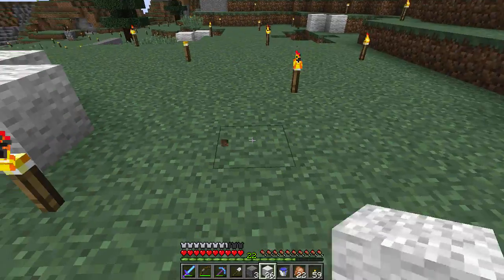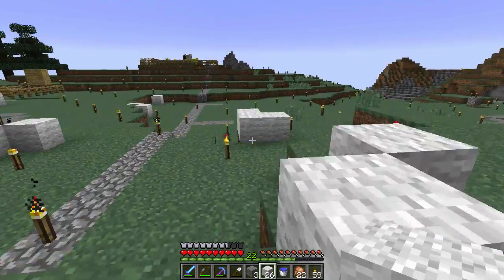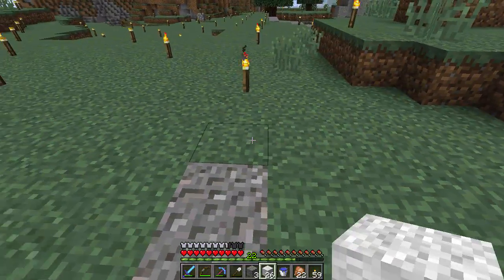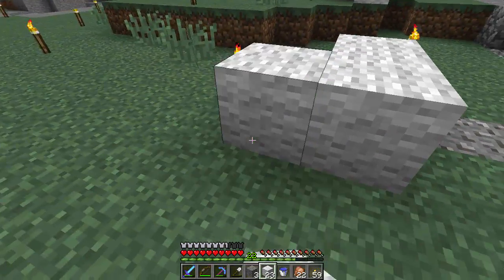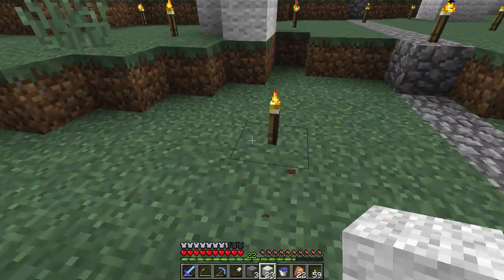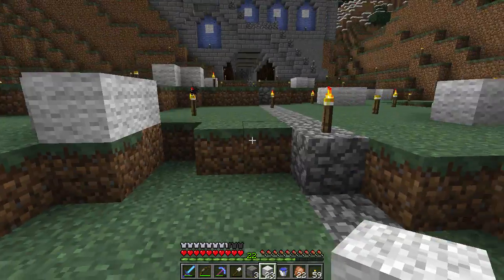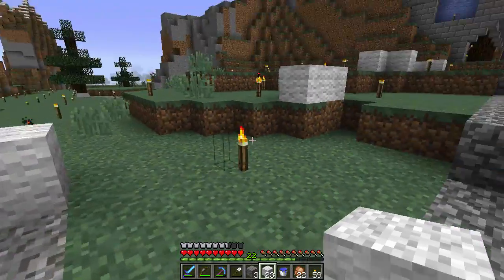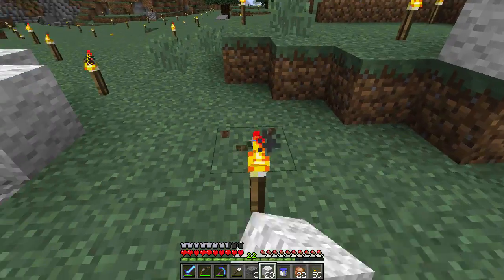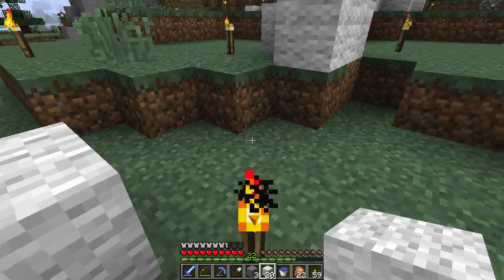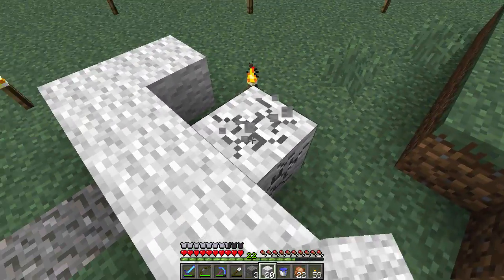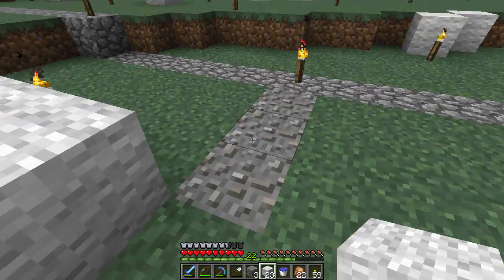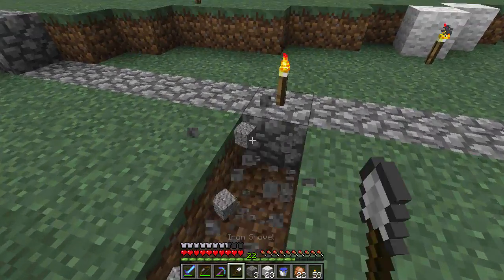1, 2, 3, 4, 5, 6, 7, 8, 9. So let's see what happens if we make this 7 wide. 1, 2, 3, 4, 5, 6, 7, 8, 9. That actually makes it 9 because of the wool. So 1, 2, 3, 4, 5, 6, 7 would be here. That would make a 3 wide opening. I like that idea. I'm going to tear up this gravel.